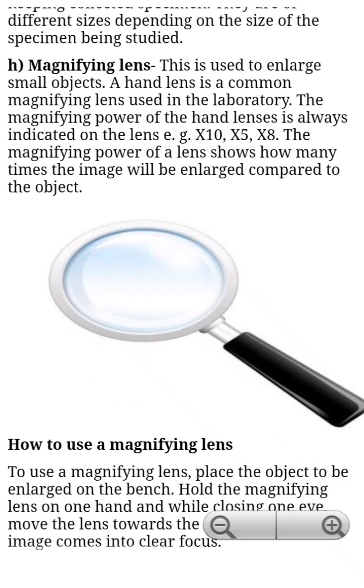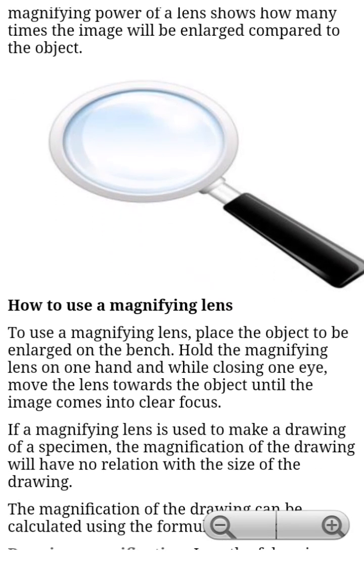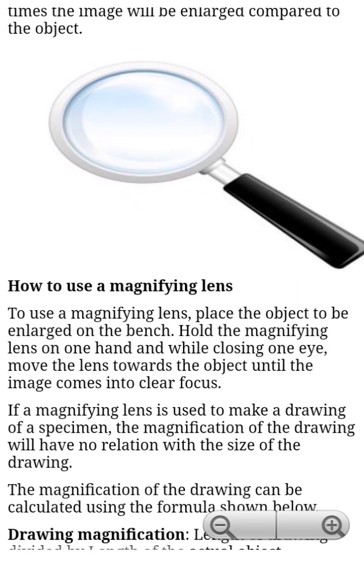Lastly, we have a magnifying lens. This is used to enlarge small objects. A hand lens is a common magnifying lens used in the laboratory. The magnifying power of the hand lens is always indicated on the lens, e.g. times 10, times 5, times 8. The magnifying power of a lens shows how many times the image will be enlarged compared to the object. Below is a diagram of how a magnifying lens looks.